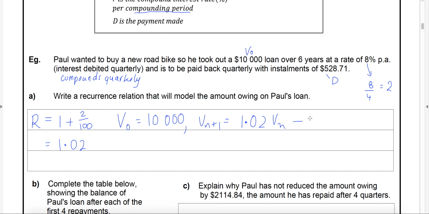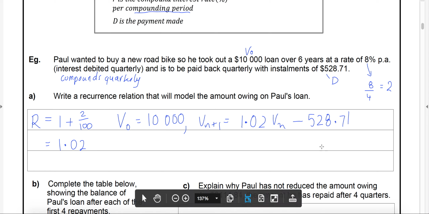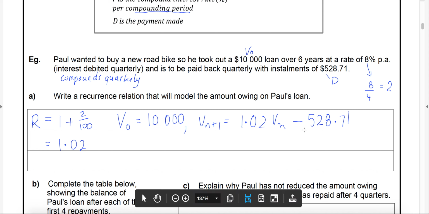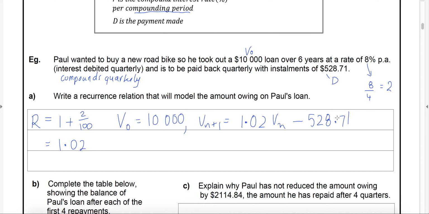Paul makes a payment of 528.71. The reason that it's being subtracted is that this is being subtracted from what he owes. This here is always telling us what Paul owes at any given time. He owes the most at the beginning, $10,000, but then 2% will be added to what he owes, and then 528.71 will be subtracted from what he owes.